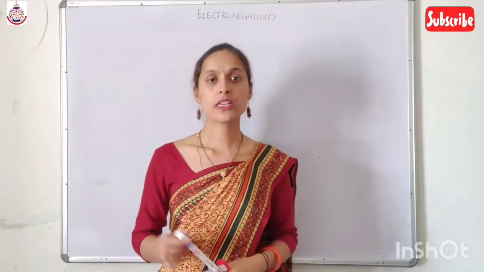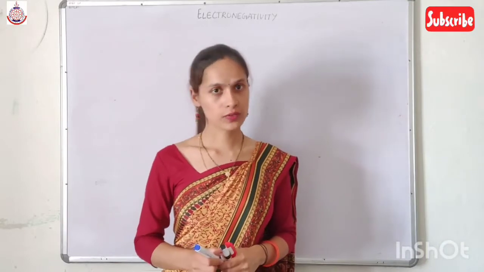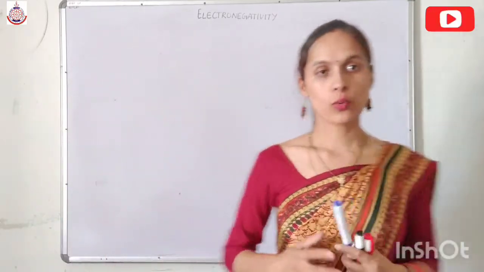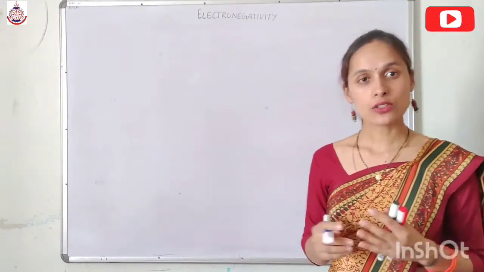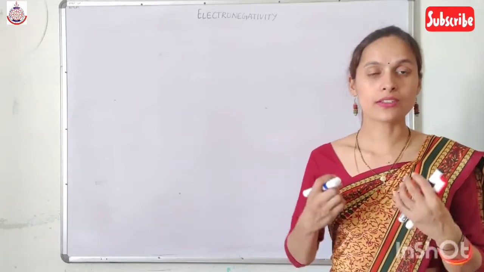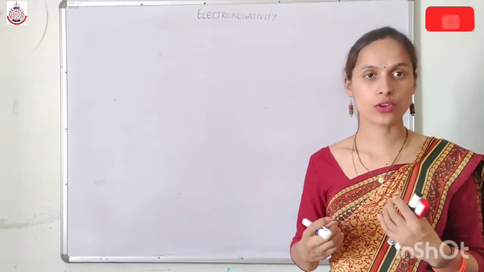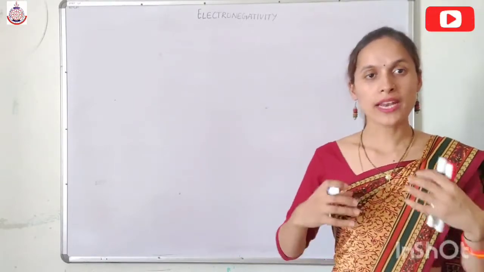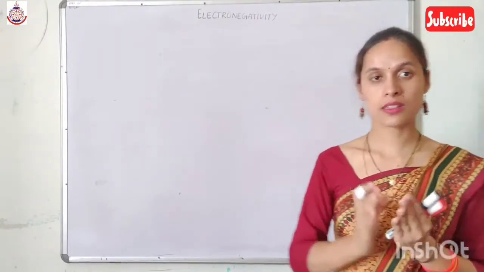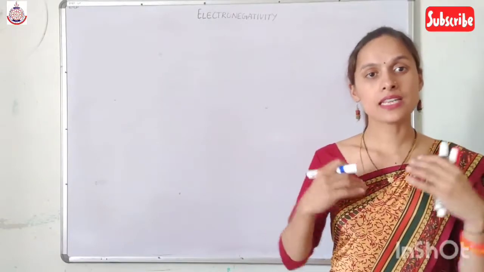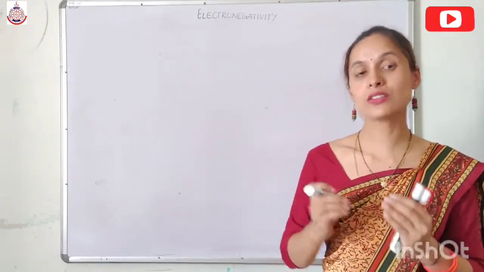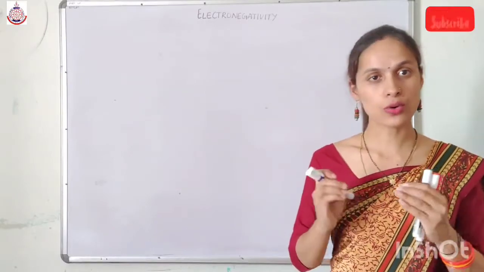First of all, we'll talk about the definition of electronegativity. What is the meaning of electronegativity? Electronegativity is actually the tendency of an atom to attract the shared pair of electrons towards itself. When an atom is present in the bonded state, the tendency of that particular atom to attract the shared pair of electrons is known as its electronegativity.